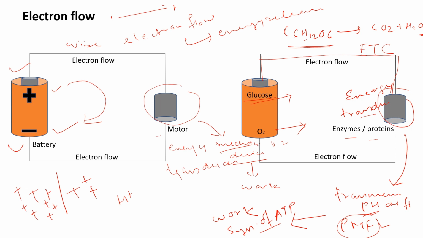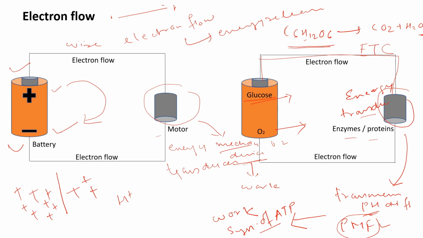The energy transducer is any enzyme or protein. In a non-biological system, the energy transducer is any motor. Similarly, in our body, the motor is any enzyme or protein. They convert this energy to proton motive force, which is a mechanical device. In a non-biological system, this mechanical device will perform work. In a biological system, this proton motive force will perform work, will synthesize ATP.